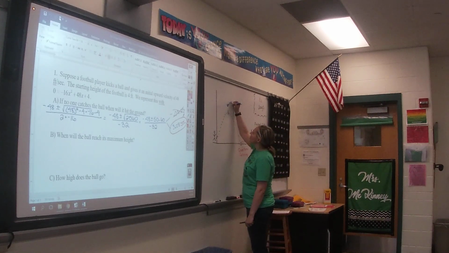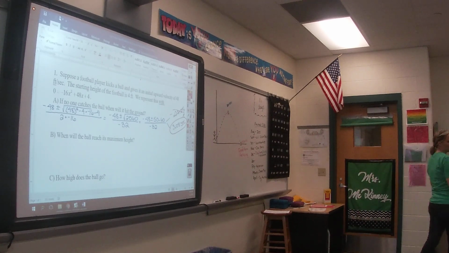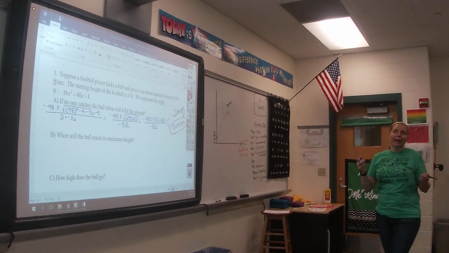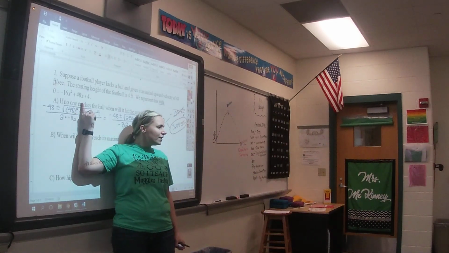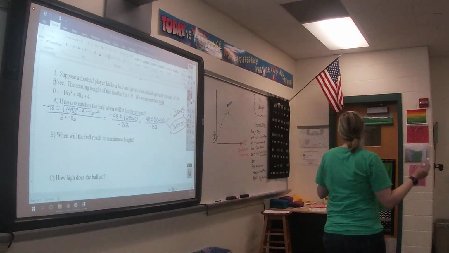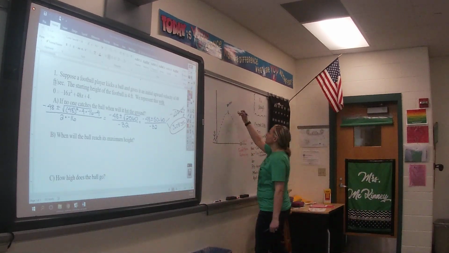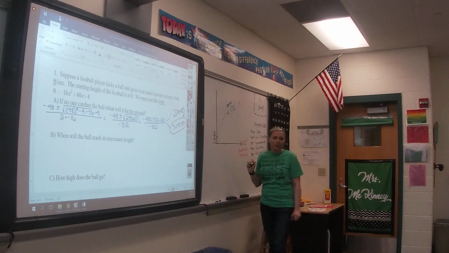How do we find the vertex of a parabola? H. Okay, so we can use h comma k if we're in the form y equals a times x minus h squared plus k. Are we in that form? Nope, so that's not going to work. Where it's going to be is negative b over 2a. So it's negative b over 2a, comma, how do we find the y value?